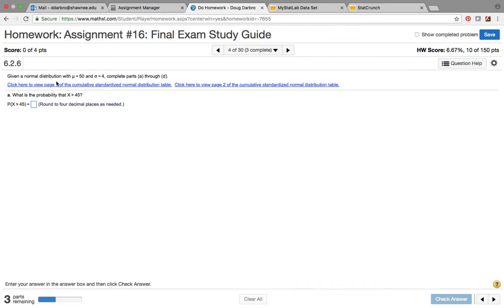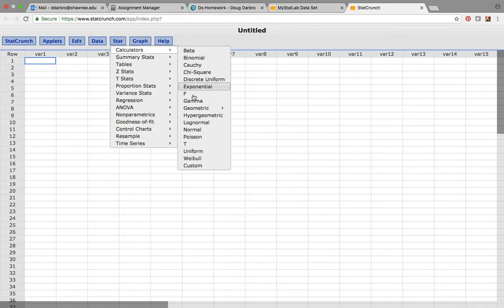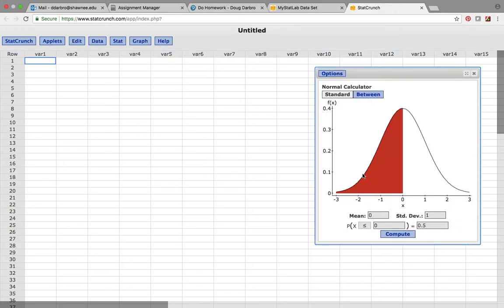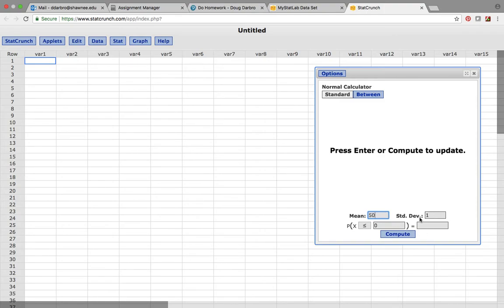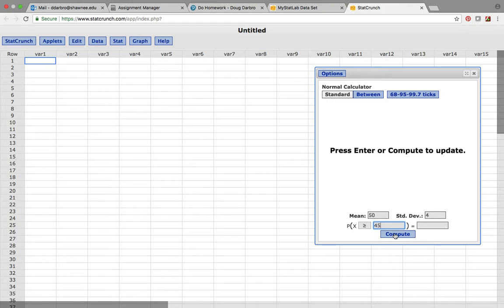All right, guys, we're given a normal distribution with a mean of 50 and a standard deviation equal to 4. So we have 4 parts, and we want to find probabilities. The first thing we want to find is the probability of x greater than 45. So to do that, you're going to go to Stat, Calculator, and then your normal. And again, the mean was 50. Standard deviation was equal to 4. And we want x greater than or equal to 45.